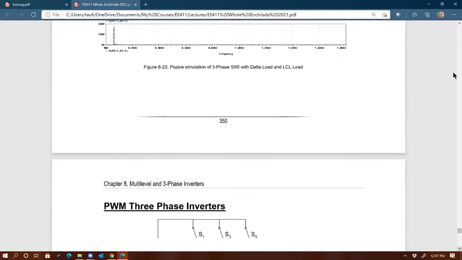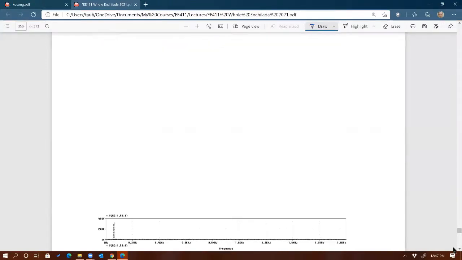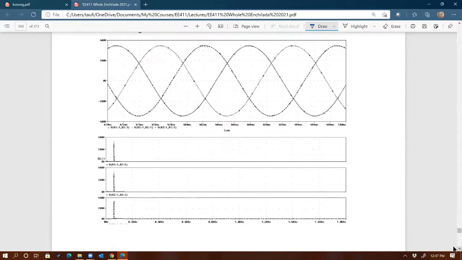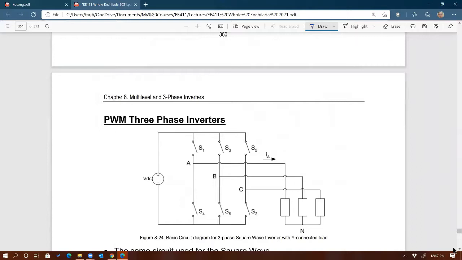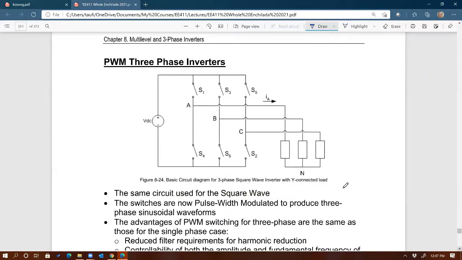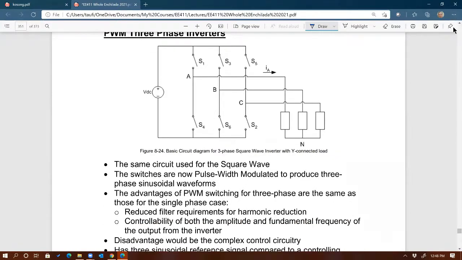Okay. Any questions on that? Oh, okay. No questions? All right. If not, then the next part is on inverters, 3-phase inverter, PWM inverters. All right.